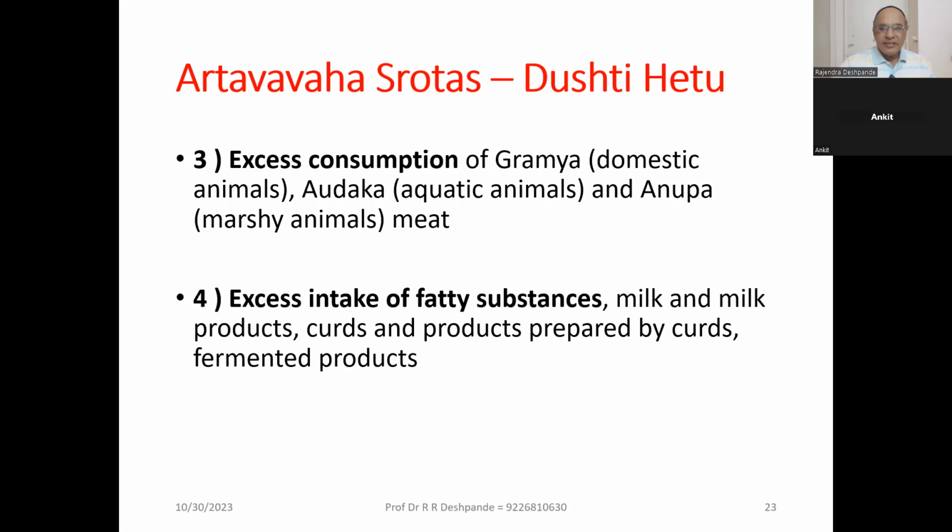Next, excessive consumption of Gramya, that is domestic animals, then Audaka, that is aquatic animals, and Anupa, that is marshy animals meat. So if you consume this type of meat, that is non-vegetarian food, that can create a problem with the reproductive system or Artavvahasrotas in the females. Excessive intake of fatty substances like milk and milk products, curds and products. But here I will add, most important is the cheese.